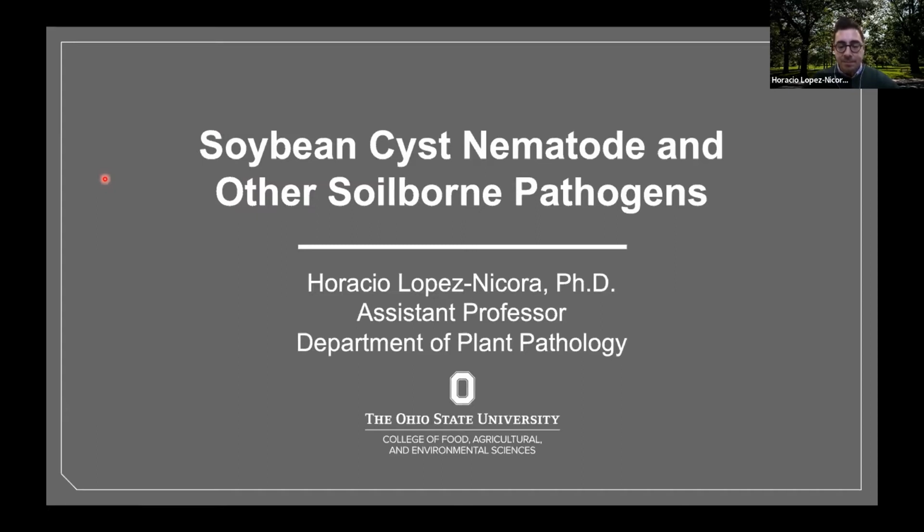So what I want to do today is stay in the rhizosphere, in the area that surrounds the soybean root, and we're going to talk about the Soybean Cyst Nematode, arguably the most important soybean pathogen in North America. And then we're going to transition to talk about other soil-borne pathogens that affect soybean roots and, by doing so, damage our crop.